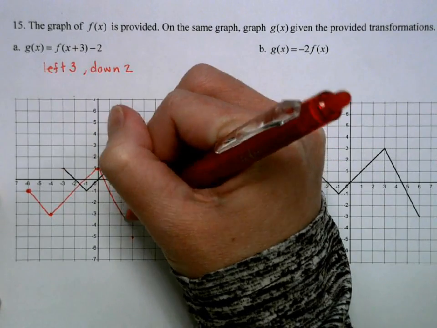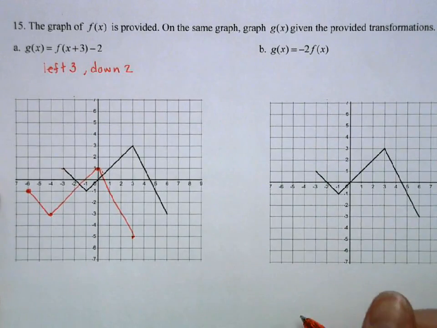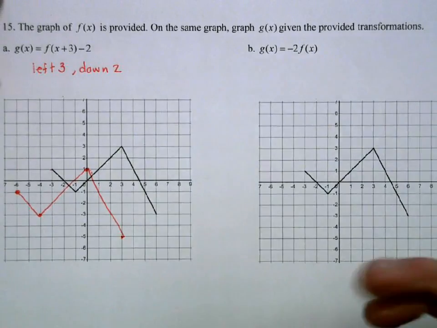Here we've got a negative and a 2. The negative is going to reflect it in the x-axis.